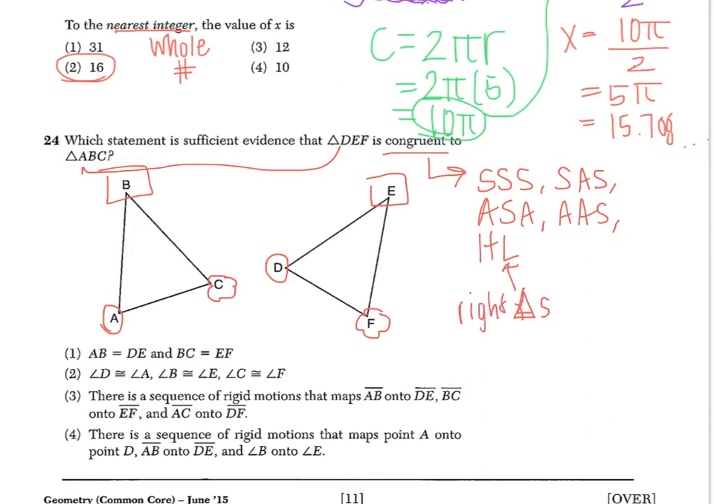And we don't have a right triangle here, so we're going to get rid of HL. I'm going to work through each of these options to figure out what pieces of information they would give us. Remember that S means side, and A means angle.